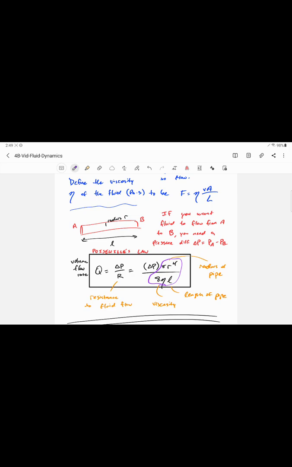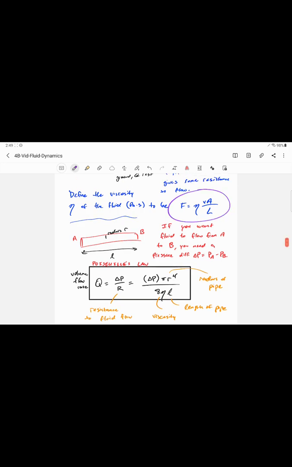It's 8 eta L, where eta is the viscosity and L is the length of the pipe, divided by pi r to the 4th, where r is the radius of the pipe. So this radius is actually decreasing the resistance to fluid flow, which makes sense. The bigger a pipe you have, the more fluid will flow for a given pressure difference. There's more room for it to flow. And the length increases the resistance.